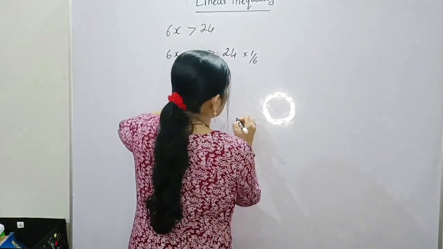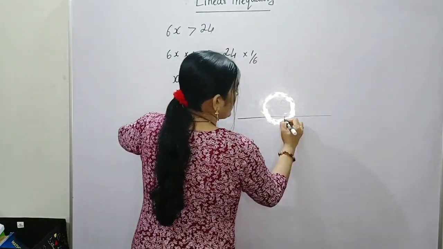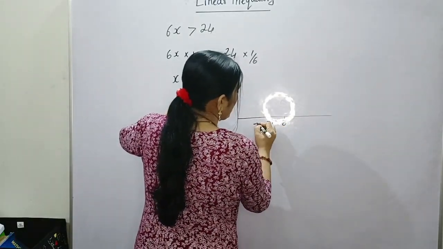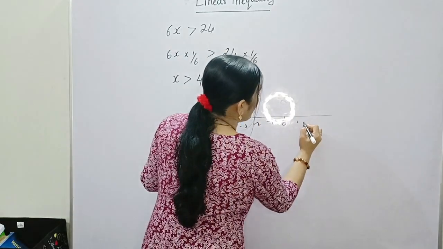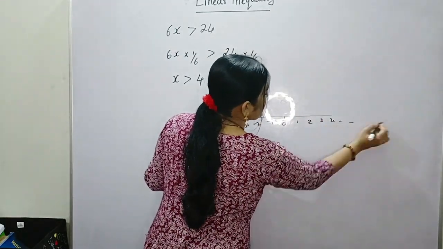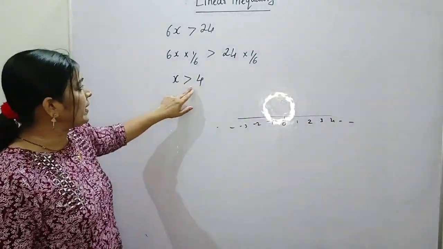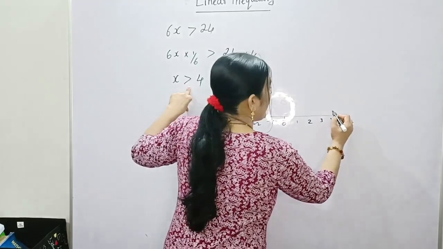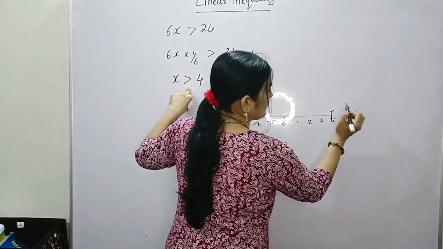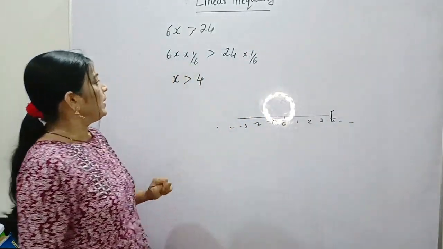So here x greater than 4. That means, suppose this is the number line. Here 0, minus 1, minus 2, minus 3, etc. up to minus infinity. And 1, 2, 3, 4, etc. up to infinity. So x greater than 4 means x lies on the right of 4.